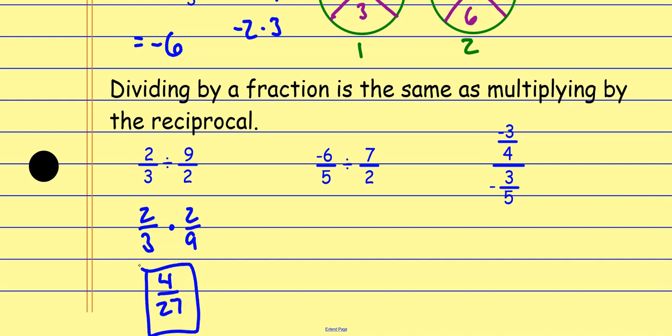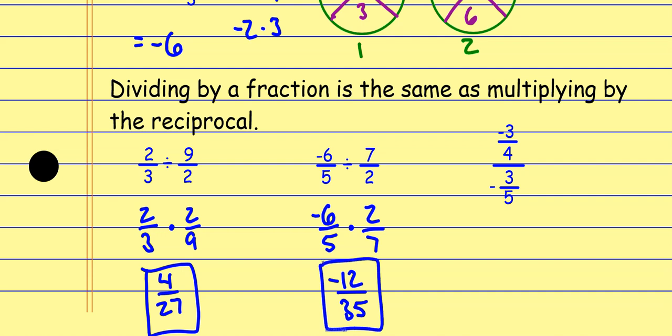That's it. Okay? This one, -6 over 5, divided by 7 over 2, is the same as multiplying by 2 over 7. Okay? It's the same as multiplying by the reciprocal. So if I flip that second fraction, now I can do multiplication. And once again, -6 times 2 is a -12. 5 times 7 is a 35. Now I would do the division, which there's nothing for me to do.